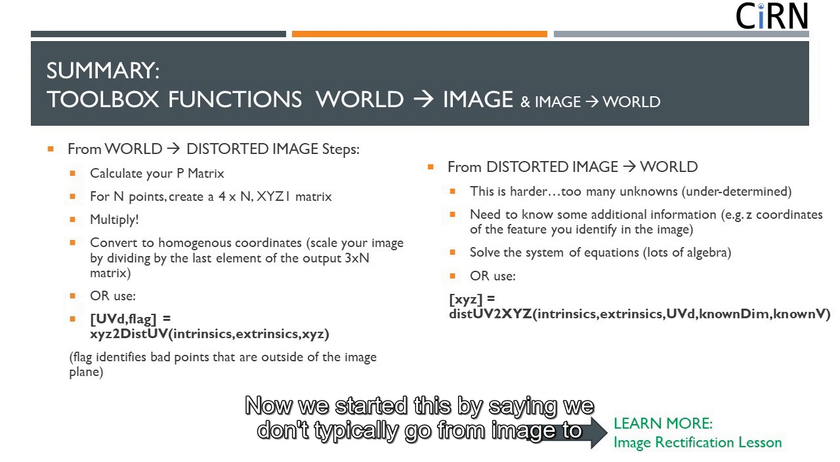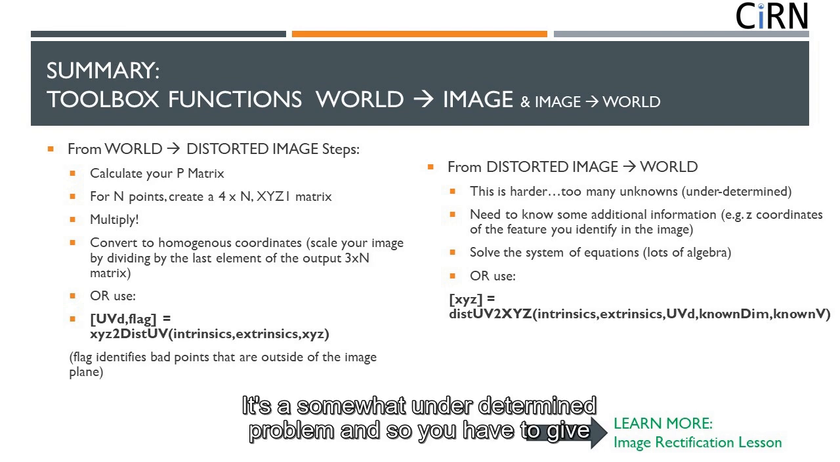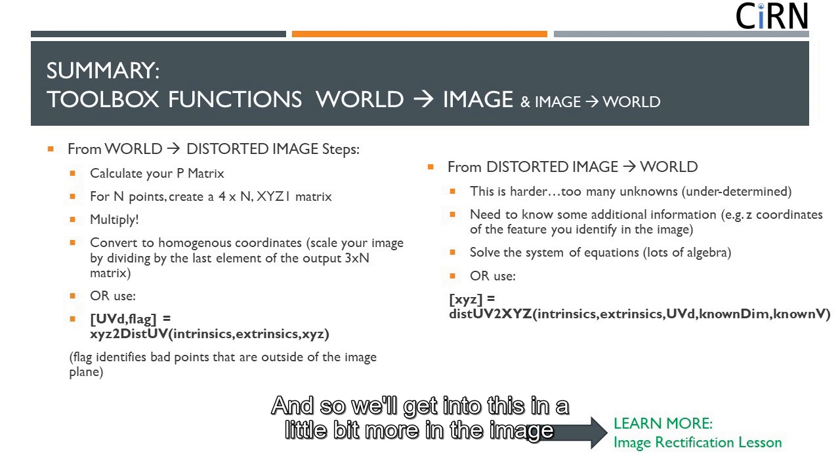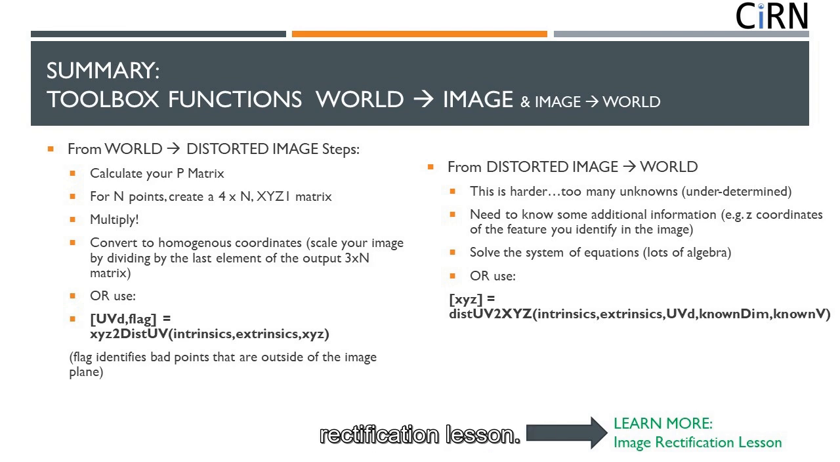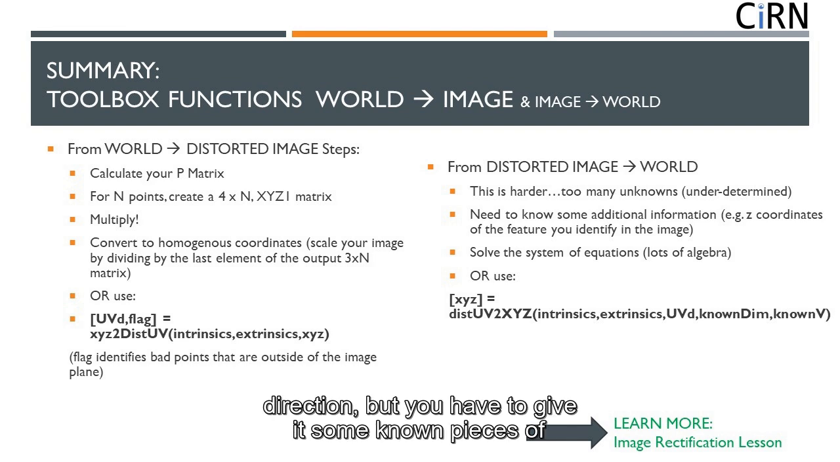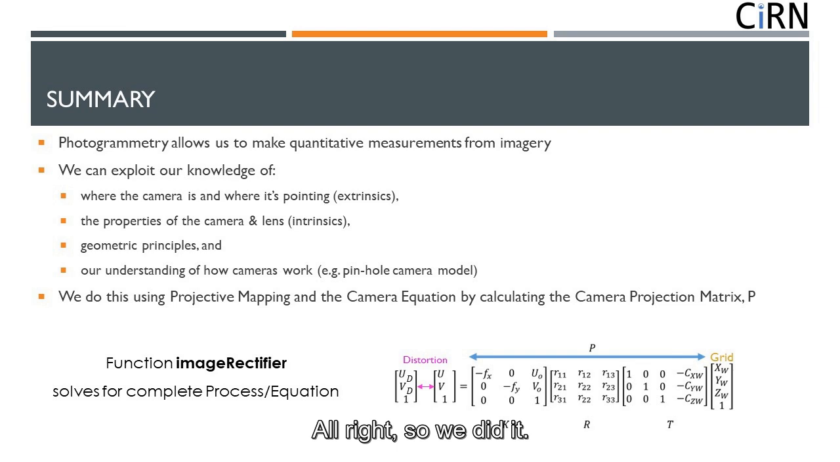Now, we started this by saying we don't typically go from image to world. You can actually go from image to world, but it's a lot harder. It's a somewhat underdetermined problem, and so you have to give it some additional information. And so we'll get into this a little bit more in the image rectification lesson, but there is a function that allows you to go the opposite direction, but you have to give it some known pieces of information to make that work. All right, so we did it. We got to the end.